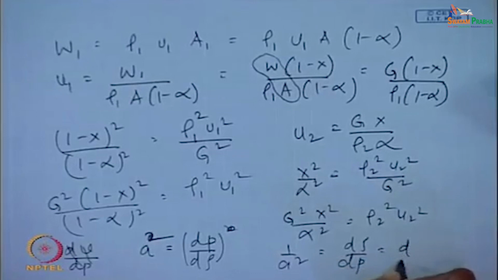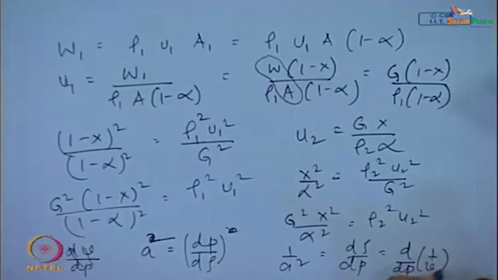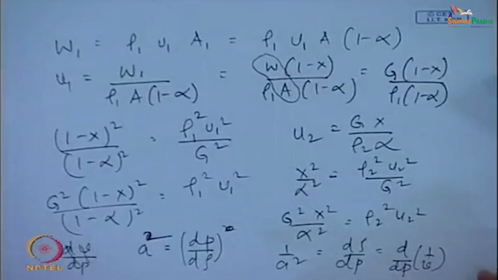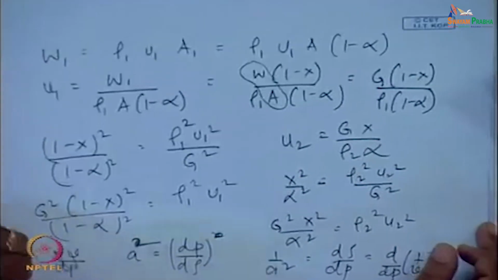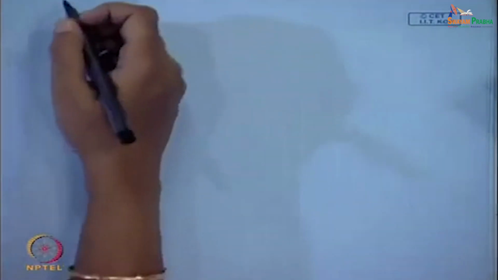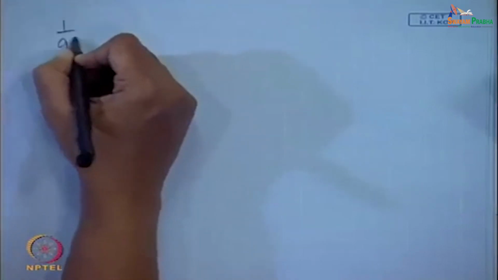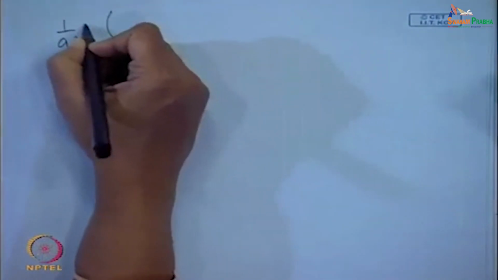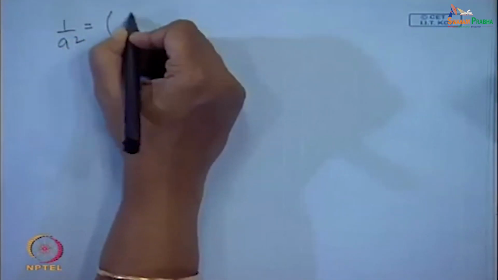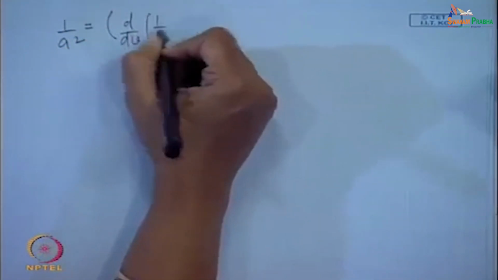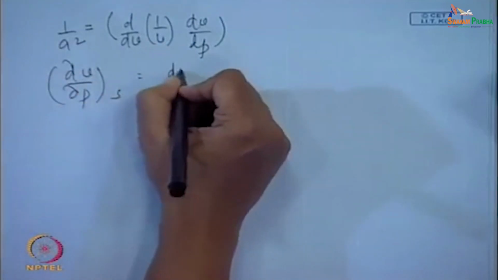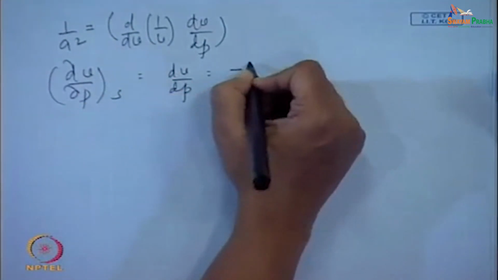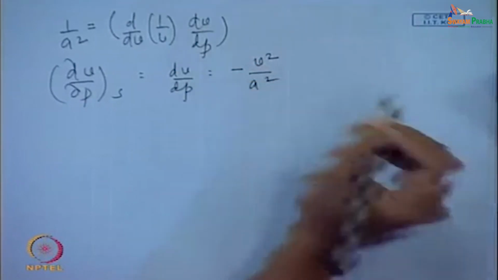So, this becomes equal to d dp of 1 by V, agreed. These derivations I had already done in the class previously. We can write it down as 1 by A square equals d dv of 1 by V into dv dp. So, therefore, we find del v del p at constant S, which in this particular case is dv dp equals minus V square by A square, yes or no.